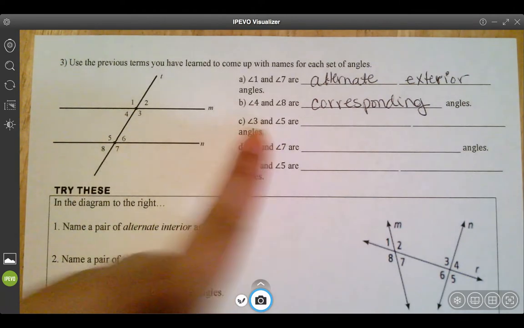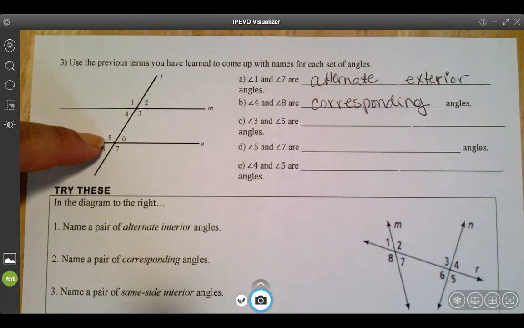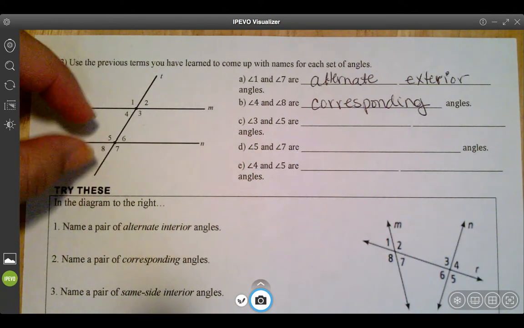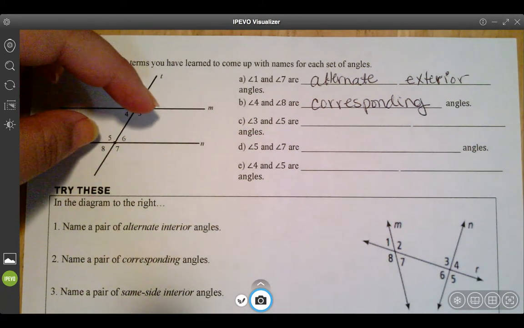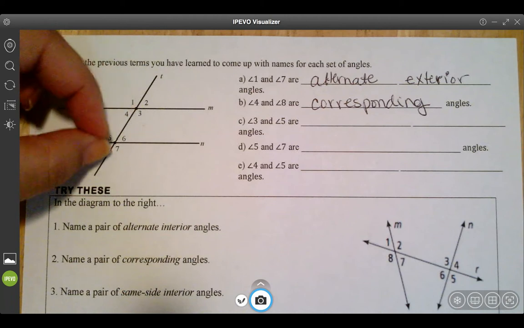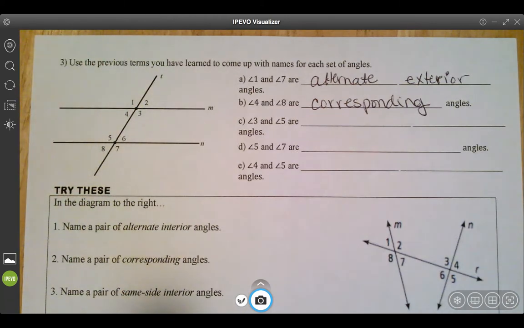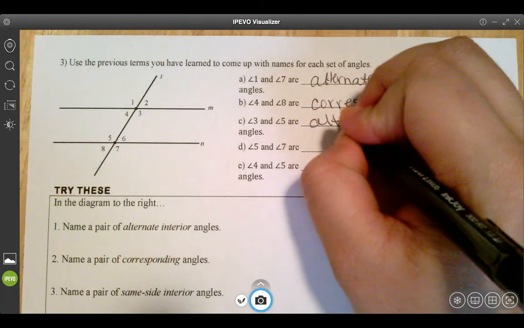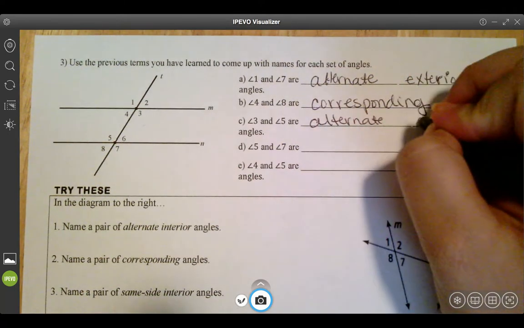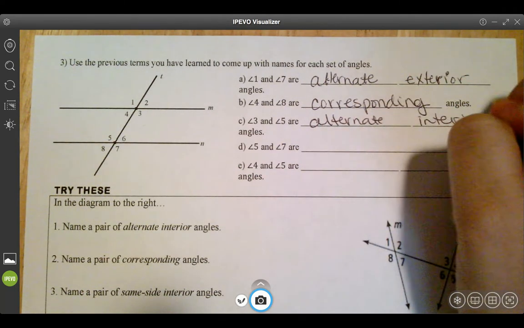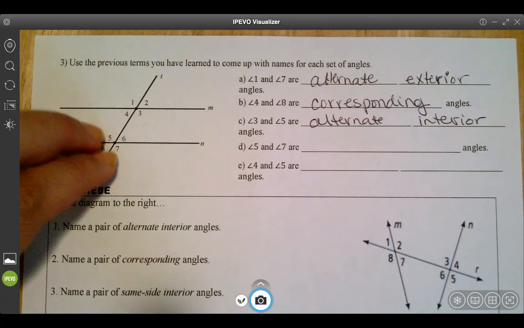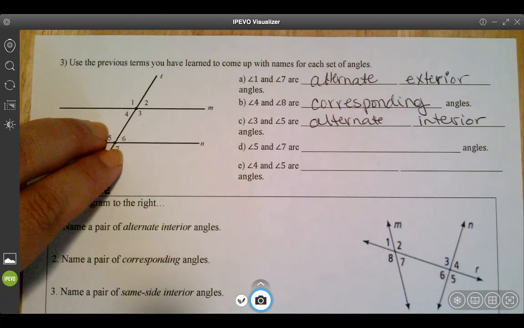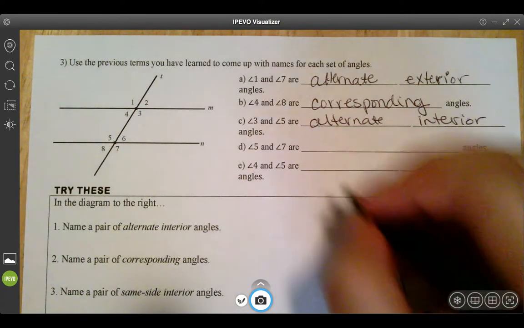Angles 3 and 5, they're on opposite sides of the transversal, and they are both inside of those lines. So they are alternate, opposite sides, interior, because they're inside. So these are alternate interior angles. 5 and 7, this one should be familiar, right? 5 and 7 are vertical angles.